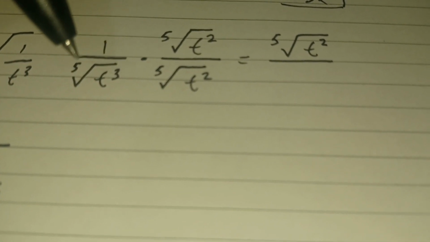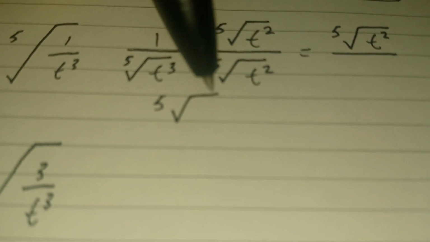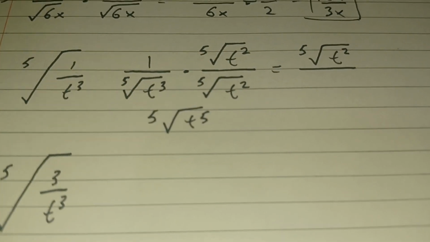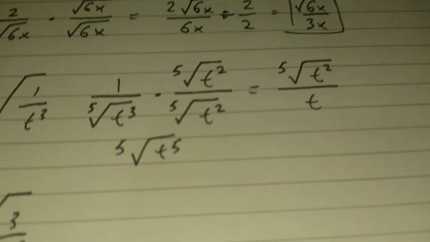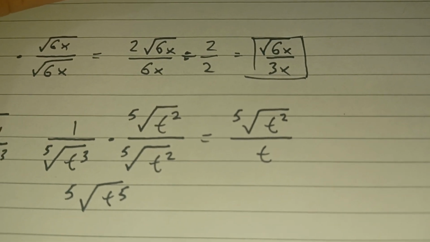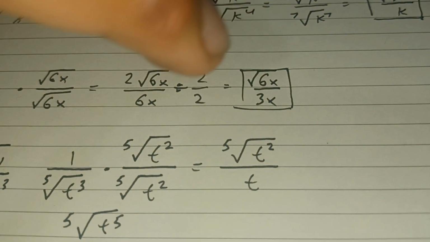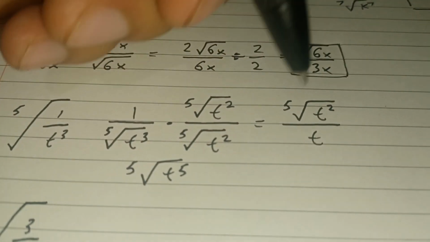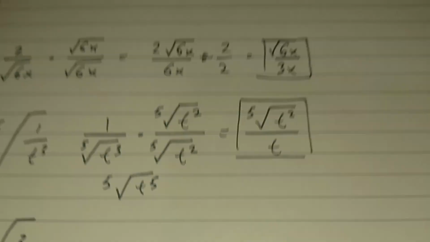This is equal to the fifth root of t to the fifth power. This is odd, so they just give us t. So the fifth root of t to the second power over t, we can't simplify this any further, so that is going to be our answer for number 4, like that.